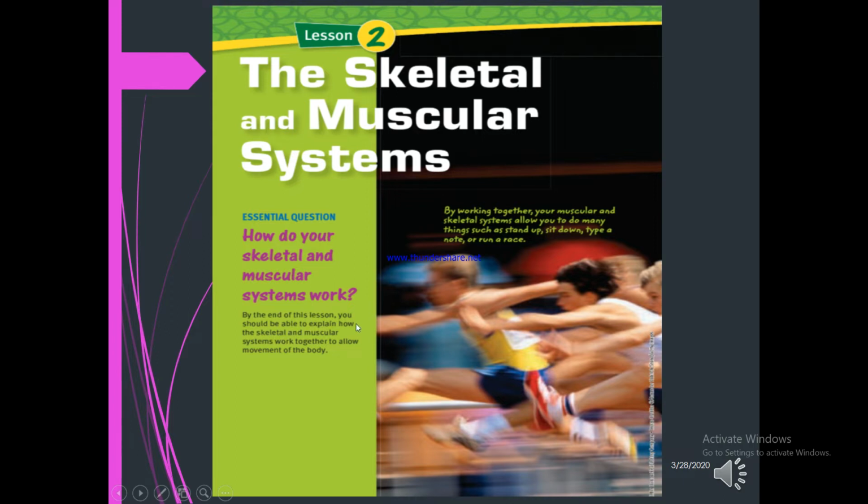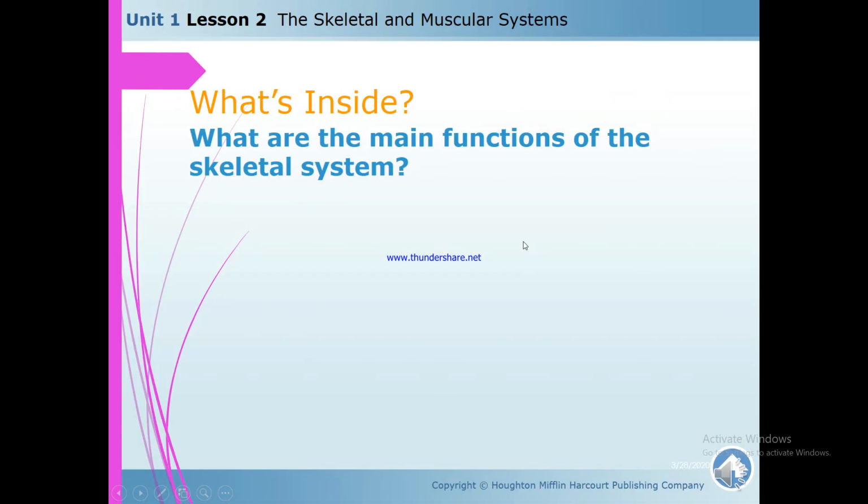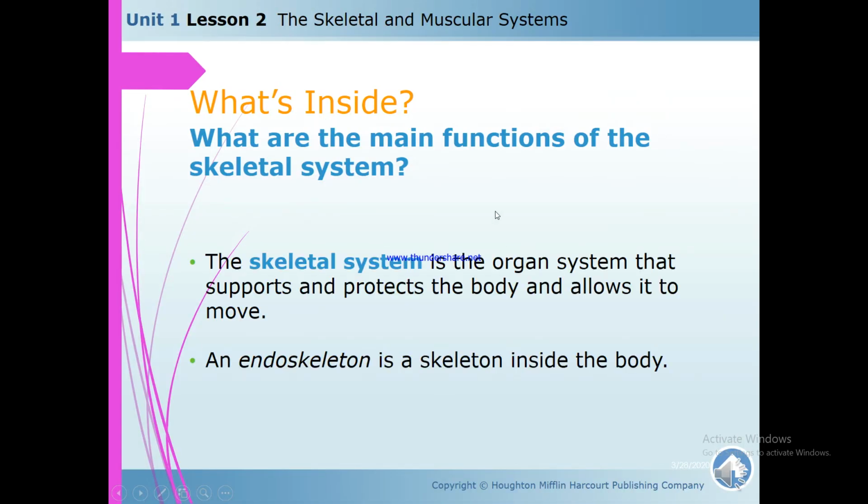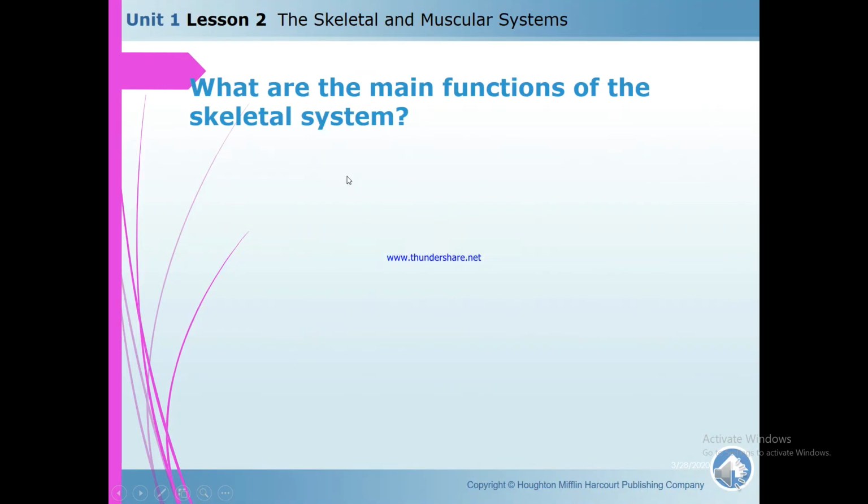Now by the end of this lesson, our main objective is that you should be able to explain how the skeletal and muscular systems work together to allow movement of the body. By working together, your muscular and skeletal systems allow you to do many things such as standing up, sitting down, typing a note, or running a race. Many more work. What are the main functions of the skeletal system?